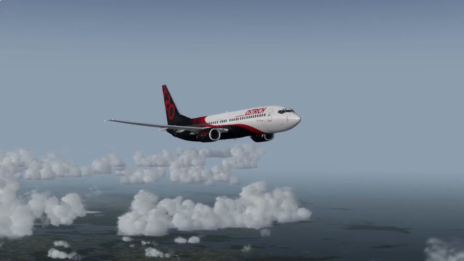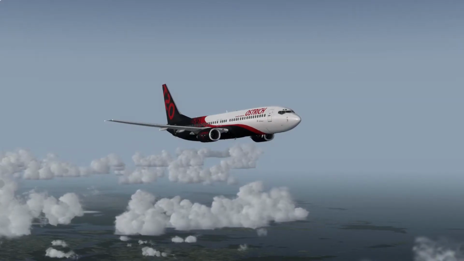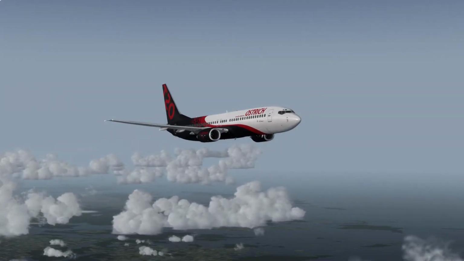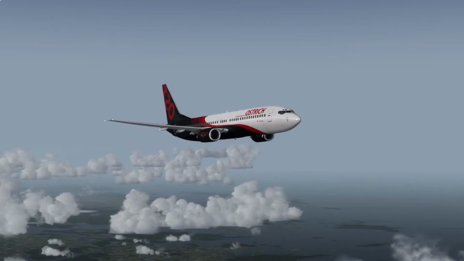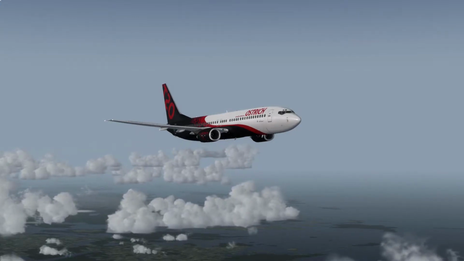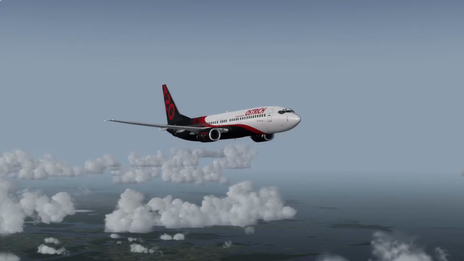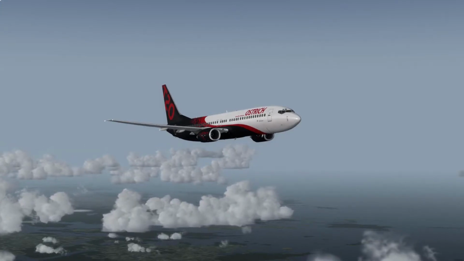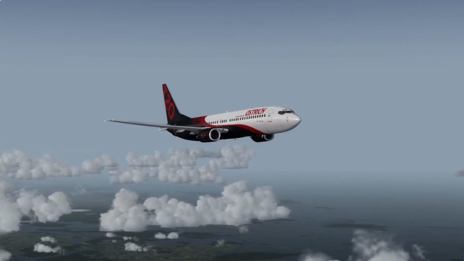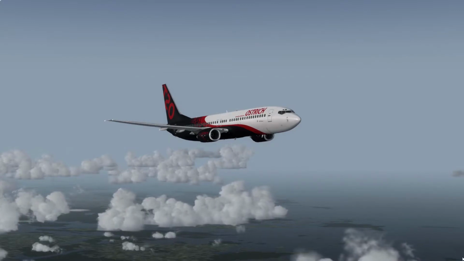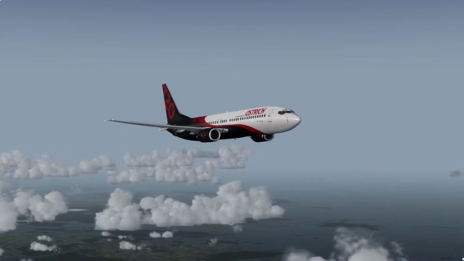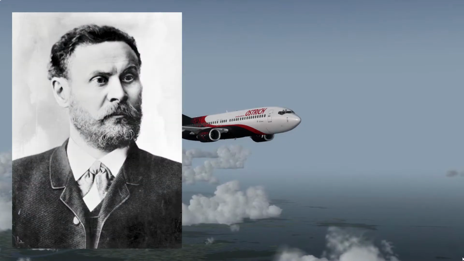Hello and welcome to a new Ostrich review and the start of a new series about aviation engineers. As you may have noticed, all the Ostrich planes bear the names of a great aviation engineer. And today we are on board of a slightly older version of the 737NG named after Otto Lilienthal.